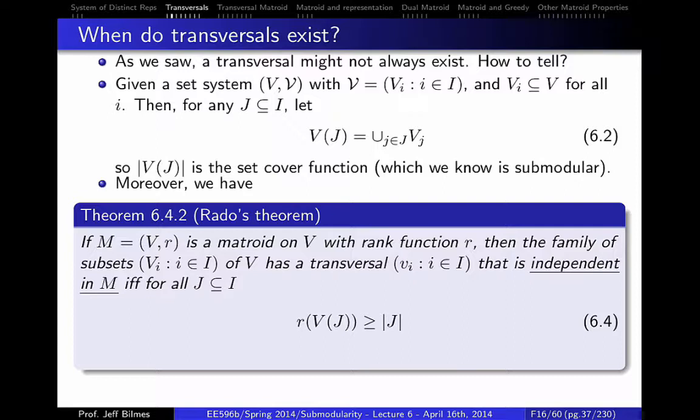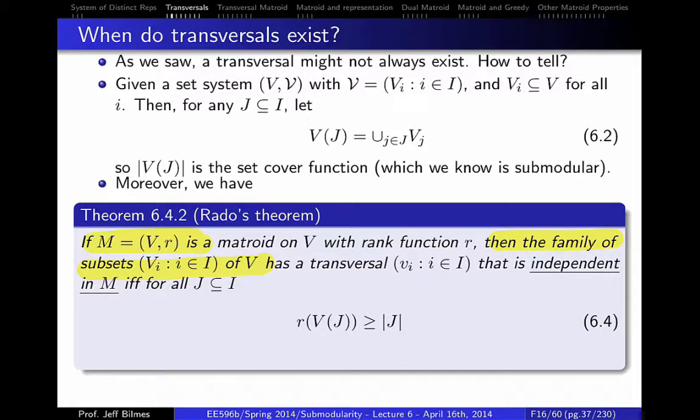Now, let's say that you have some matroid. This is a completely separate matroid. You have a matroid M, and the matroid has nothing to do with the transversal, right? It's just some matroid, and you have a rank function R, which we know now defines a matroid. And we have this family of subsets, right?